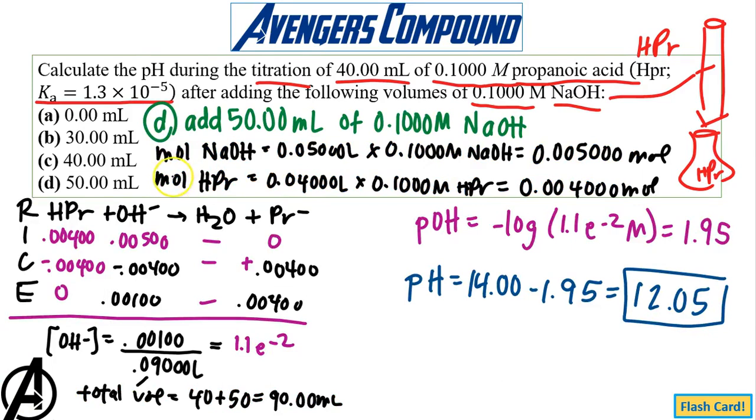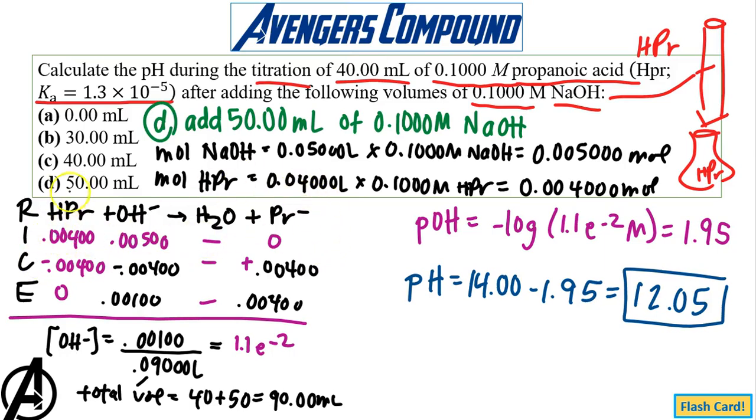For our final letter, we're going to be adding 50 mL of the 0.1000 molar NaOH. So we're adding excess base. So that means we have to get our moles because we have a different volume. So the moles of NaOH is going to be 0.05 times 0.1, which is going to be 0.005 moles. Moles of HPr is still going to be 0.004000 moles, okay? We're going to set up an ICE table. We have our weak acid plus OH minus is going to produce water and its conjugate base.